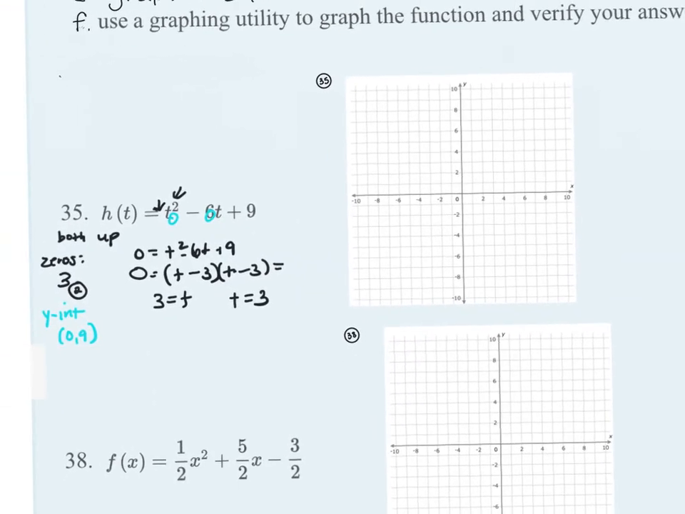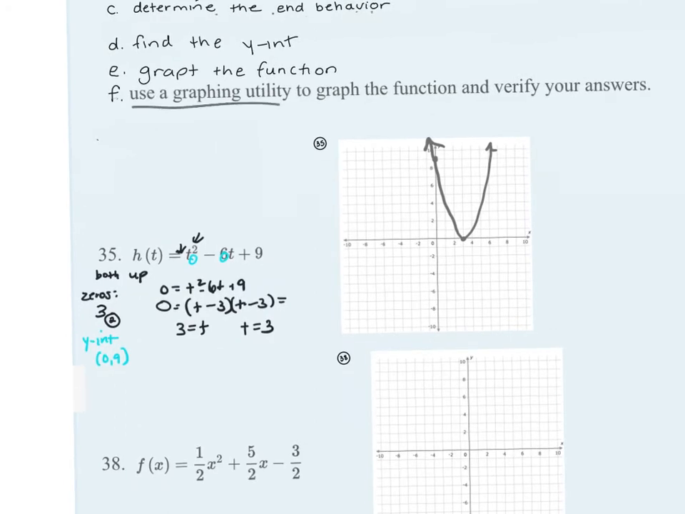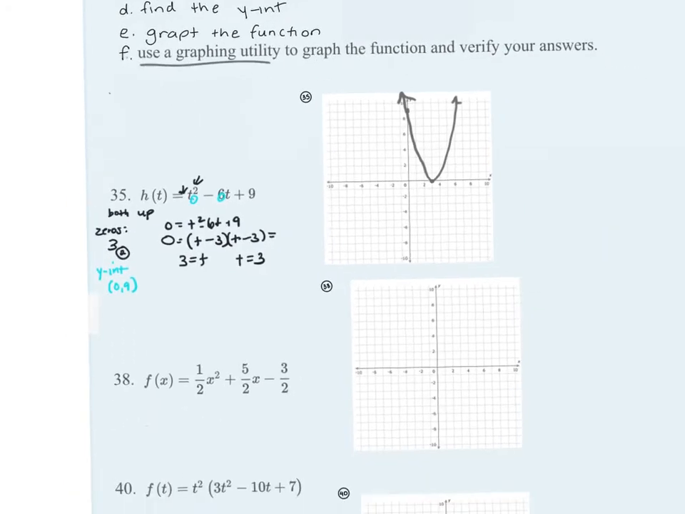So when I go to graph it, I'm going to plot my positive 3 and my 9. Both arrows point up, so it goes up to the right and up to the left, which is our standard parabola. And then you can just use the graphing utility to verify.